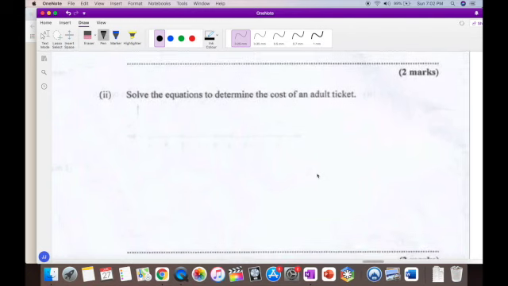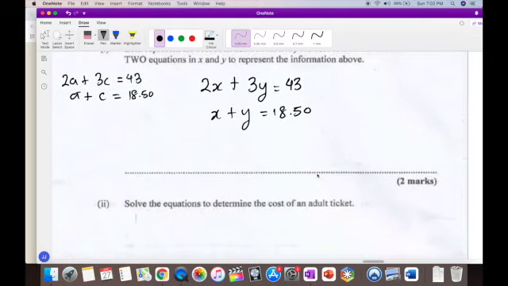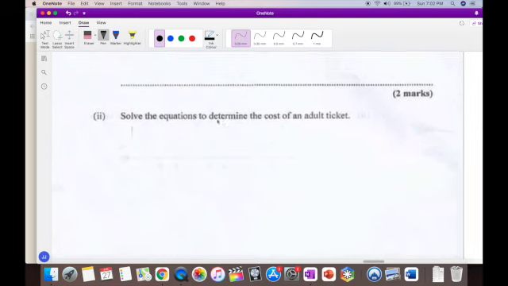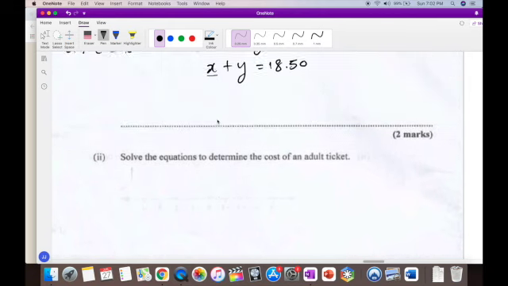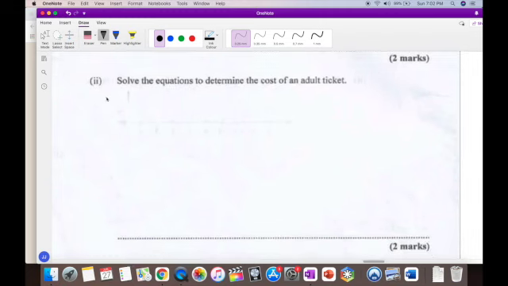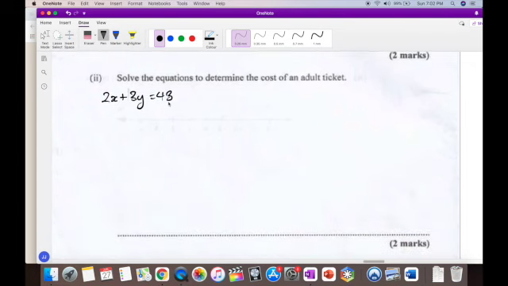Solve the equations to determine the cost of an adult ticket. So we're basically going to solve the equations simultaneously. What we really want is the value for x, that's the cost of an adult ticket, right? So what do we have here? 2x plus 3y is 43. So I will write it over: 2x plus 3y equals 43. And please make note of the story that I'm telling. x plus y is 18.50.